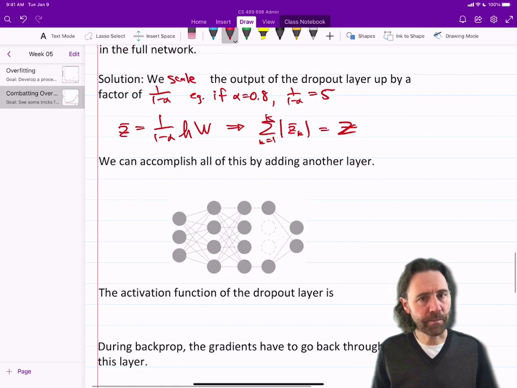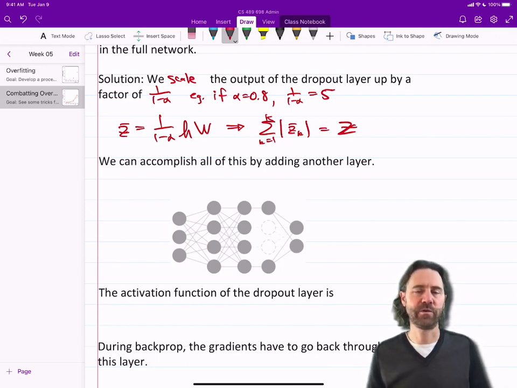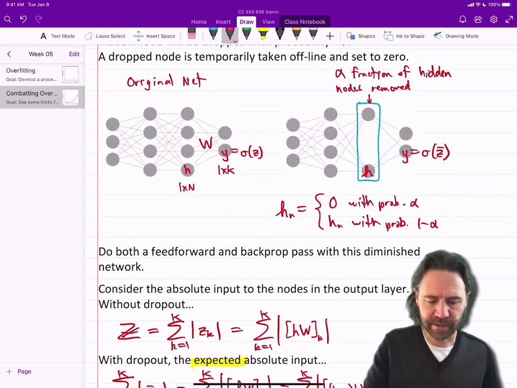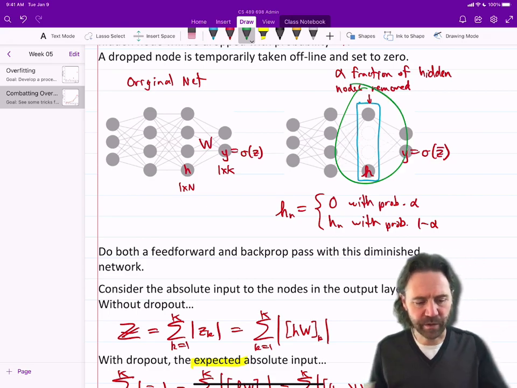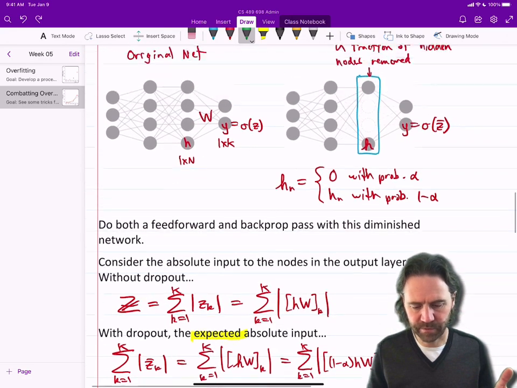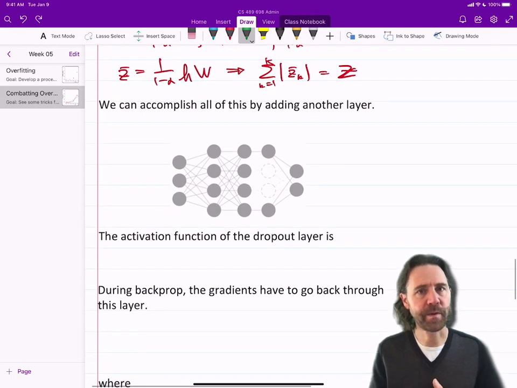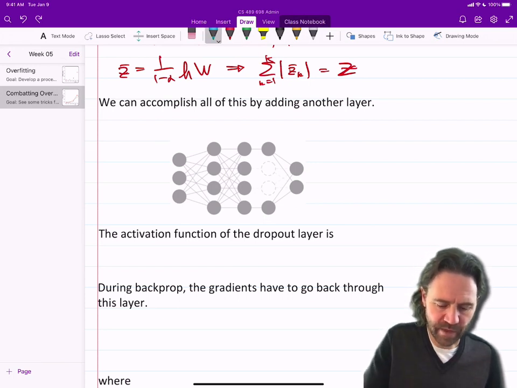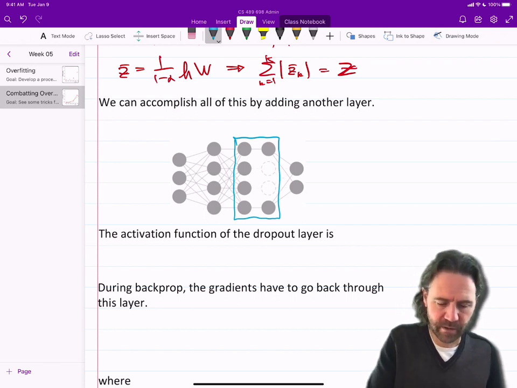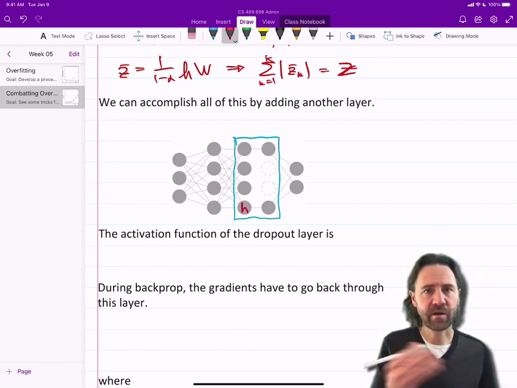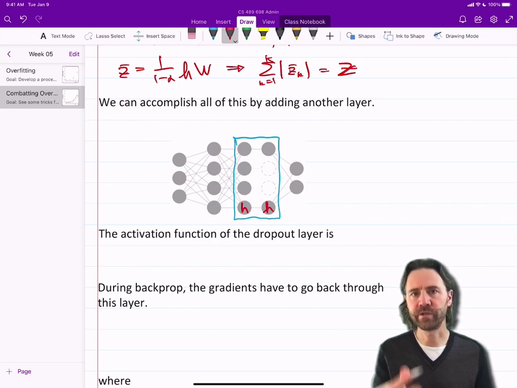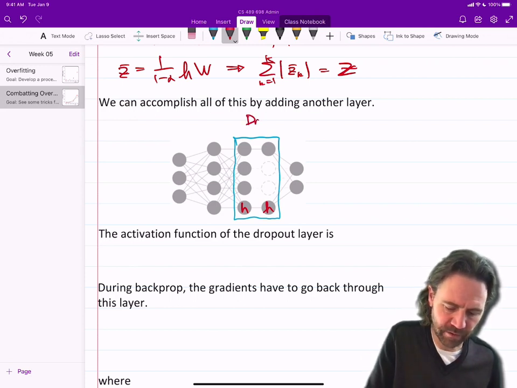We can accomplish this by adding another layer to our network. I pitched it as if we're going to take this layer here and drop a bunch of the nodes. But in terms of implementing it, it's actually more convenient to just add a layer after that layer. So that layer that was outlined in blue before is now split into 2 separate layers. We calculate H, the original H. Now this new layer is going to hold our scripted H's, and this will be our dropout layer.